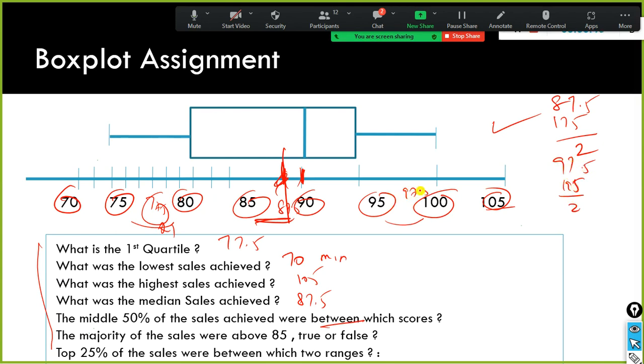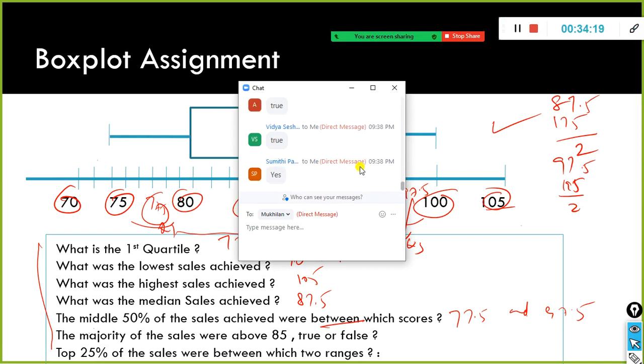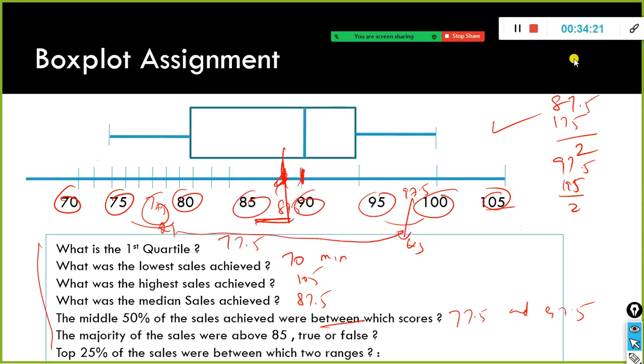97.5. So this is my Q1, this is my Q3, right? Between these two values, the middle 50% of sales achieved were between 77.5 and 97.5. The majority of the sales were above 85. Is this true or false? Let me see how many of you are answering. Majority of the sales were above 85. Is that true or false? True. Yes, correct.